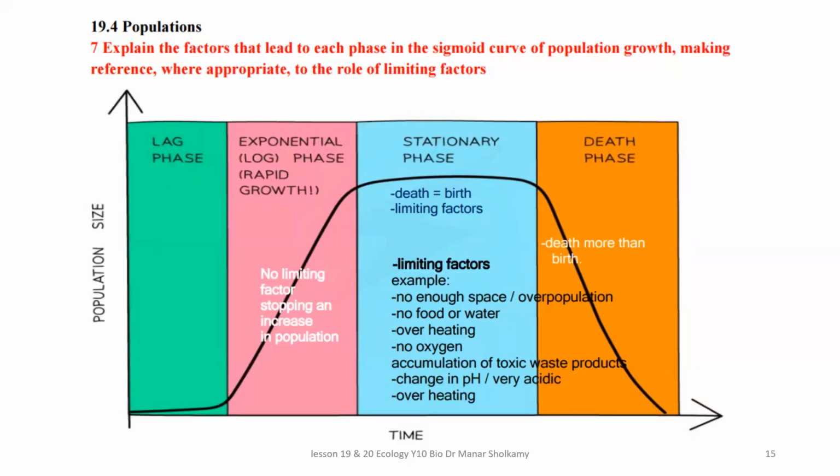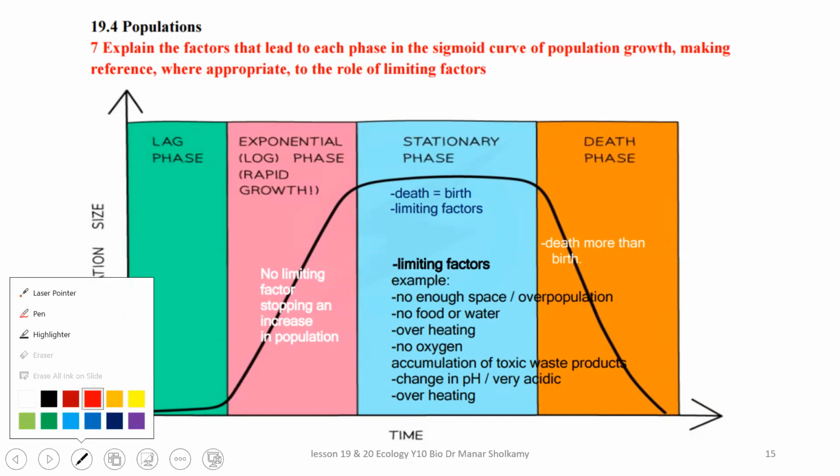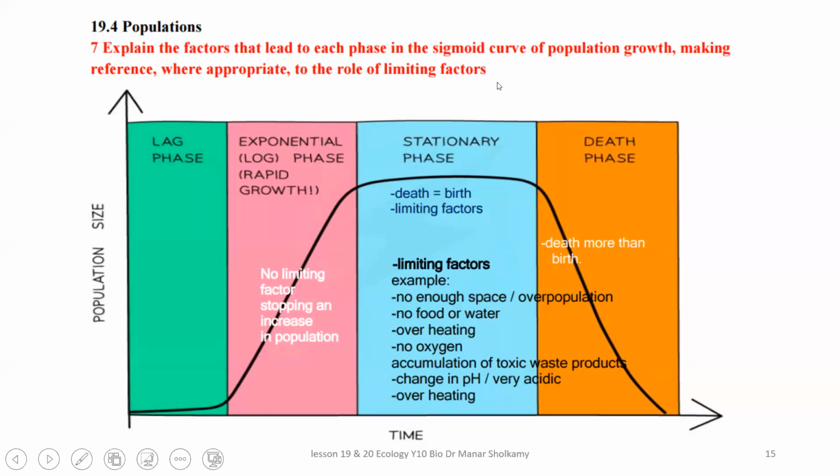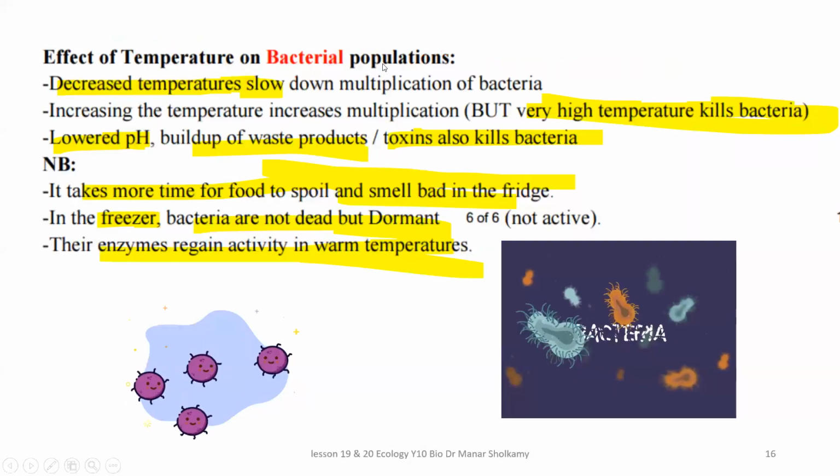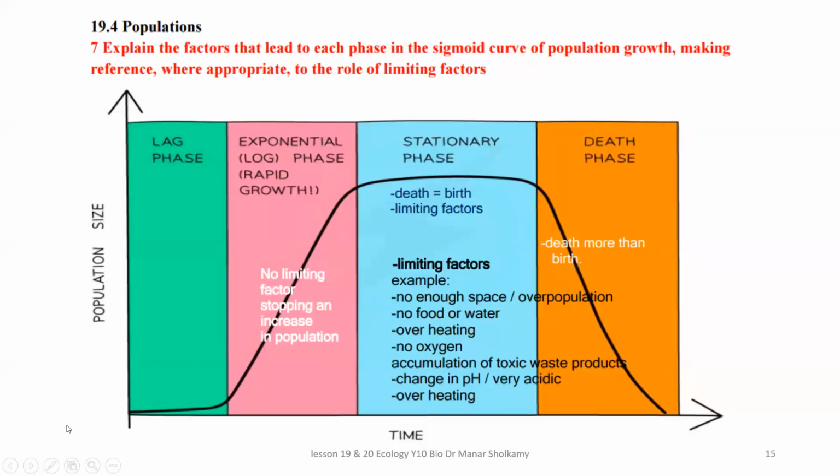Okay, now we are still in human impact and we want to know how this will affect the population. Objective 7. It tells you here, explain factors that lead to each phase in the sigmoid curve of population growth, making reference when appropriate to the role of limiting factors. So here the word limiting factors is very important and it has to be in every answer. And we took this graph before, when we studied the bacteria in the fermenter, remember?